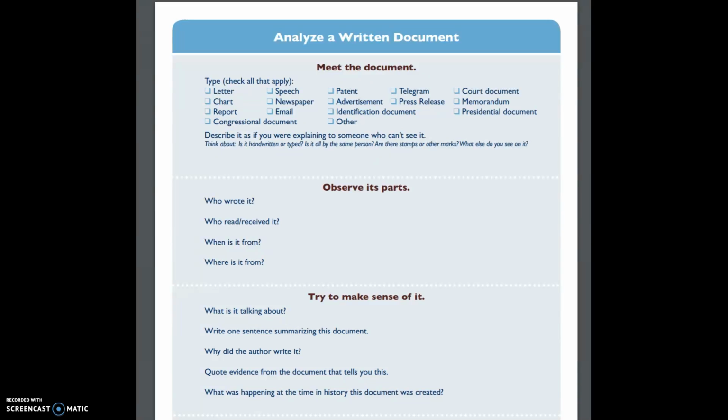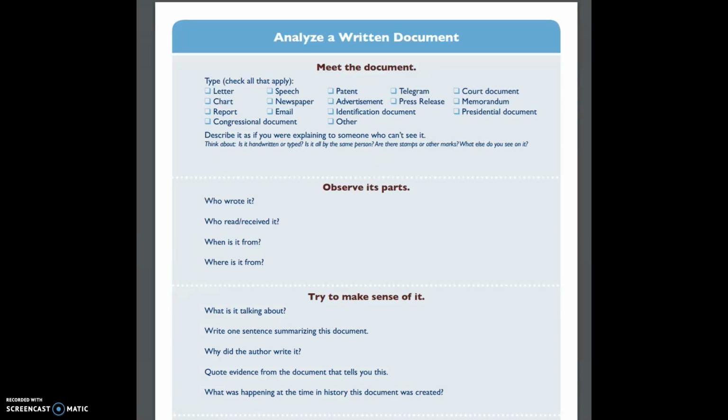This worksheet is a tool that we are going to use to analyze a written document. So the first thing that we want to do is look at the document and figure out what type of document we are looking at. So is this a letter? Or is this a diary entry? Or maybe it's even an official presidential document.